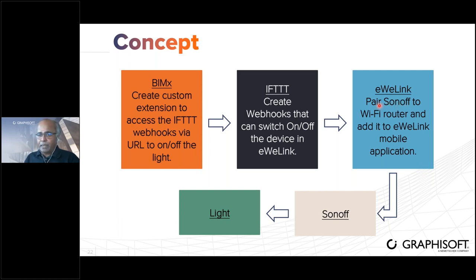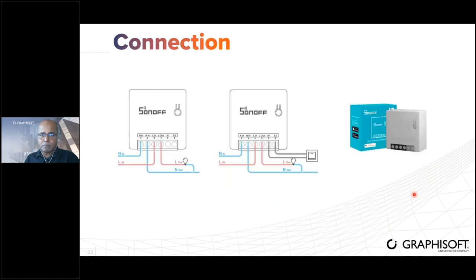Using the mobile application, you can connect or pair your device to the router. And then later you can use the mobile application's dashboard also to control the light. So it will switch on and off the switch, which is provided by Sonoff, which will turn the light on and off, right? So this is a prototype I'm going to show next. This is the device I'm using. It is very small. It can fit into any electrical things, right?